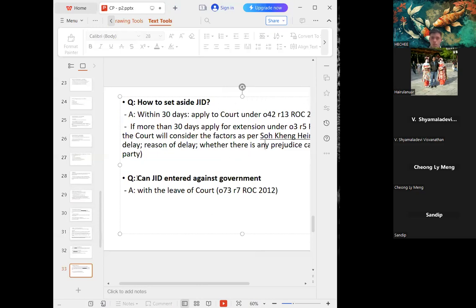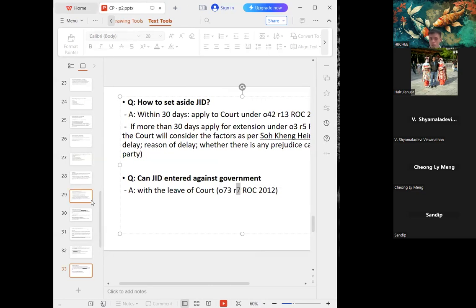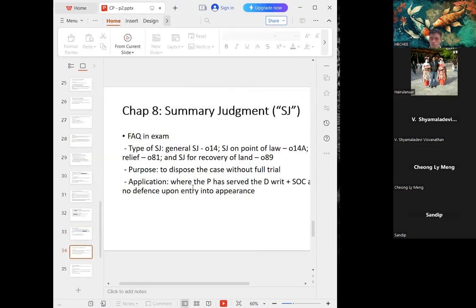And then the next question is whether the JID can be entered against the government. Yes, as provided in Order 73, Rule 7 with the leave of court. Is everyone okay on the JID?